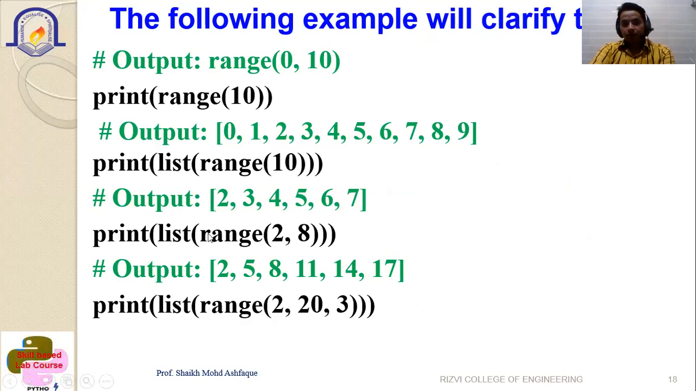Suppose you are writing list range 2 comma 8. Here the start limit and end limit are given, so it will travel from 2 to 7. So here the list will be 2, 3, 4, 5, 6 and 7.